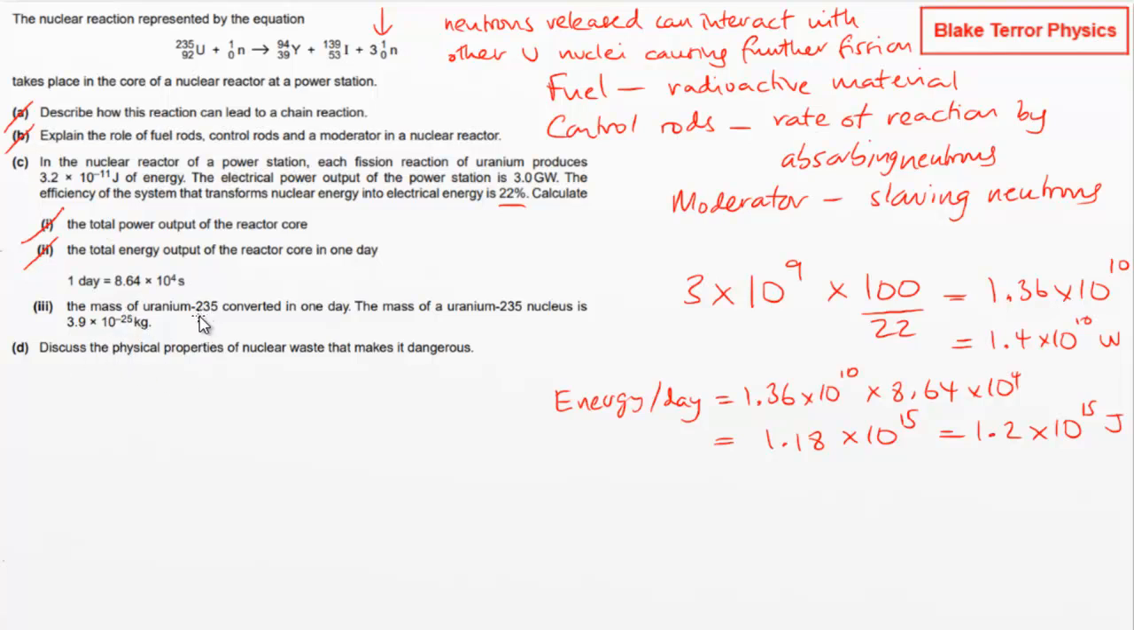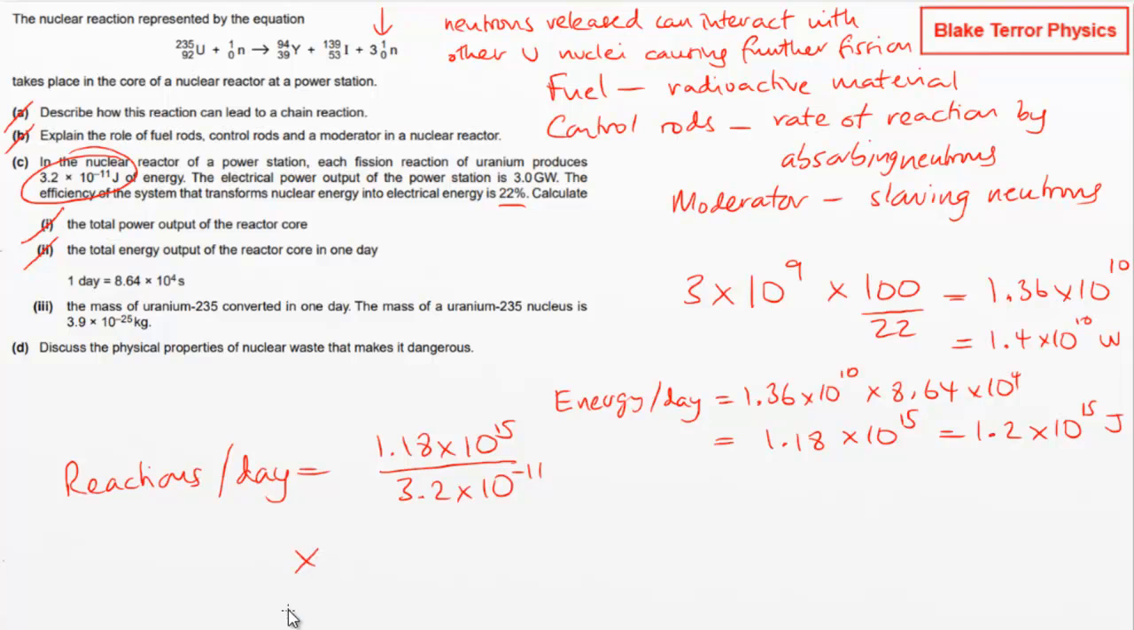Mass of uranium-235 converted in one day. Right, so how much mass have we got in each day? We need to have how many reactions a day? Here's that number that we want there. So the reactions per day is going to be what we've just worked out here. It is 1.18 times 10 to the 15 divided by 3.2 times 10 to the minus 11. So that's the reactions per day.